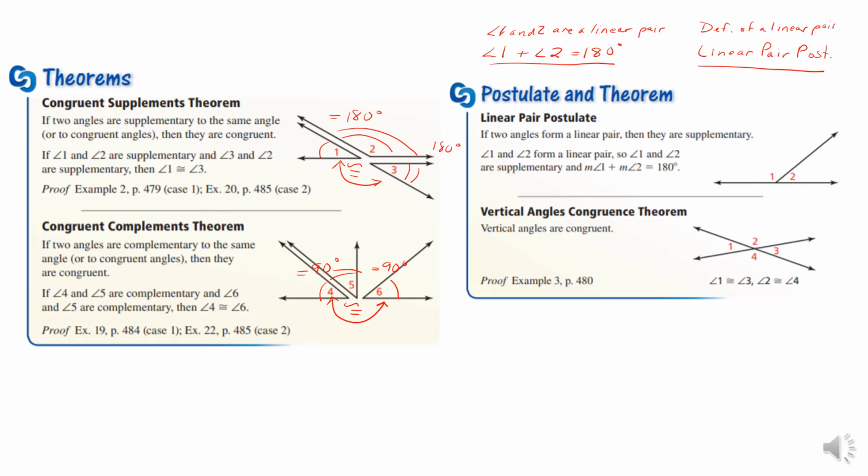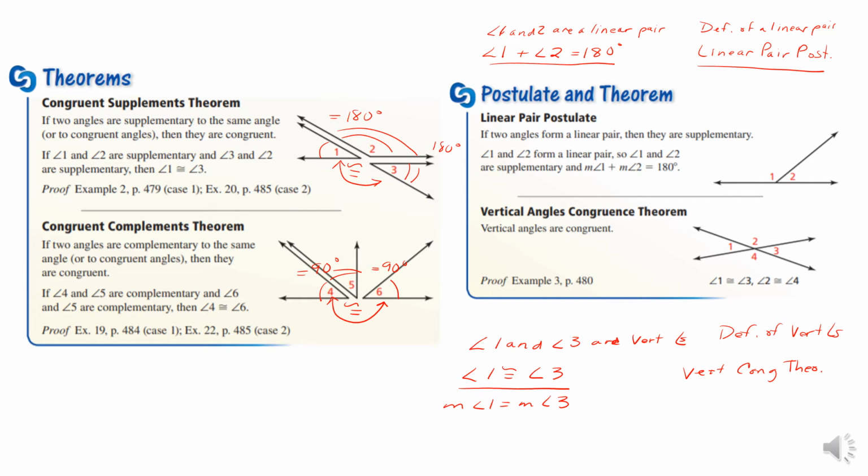Okay, the vertical angle congruence theorem is that vertical angles are congruent. First, you have to establish that they are vertical angles. So you could say angle 1 and angle 3 are vertical angles. Okay? That would be the definition of vertical angles. Then you could say angle 1 is congruent, or the measure of angle 1 equals the measure of angle 3. So you could say it either way. You would only say this one, the vertical angle congruence theorem.